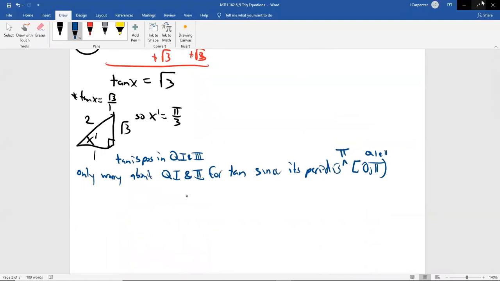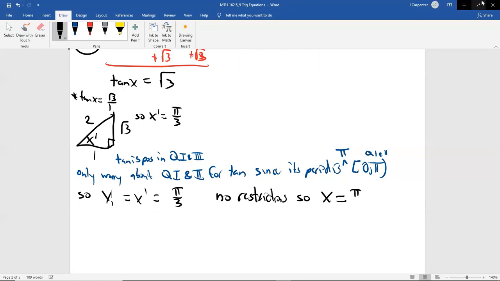All right, so that says x prime. Oops, back to black. So the first solution is x prime, which is pi over 3. There's no need to put that in quadrant 3, as we've already talked about. When we add the n pi, it'll pick it up, with no restrictions. So the actual solution is pi over 3 plus n pi.